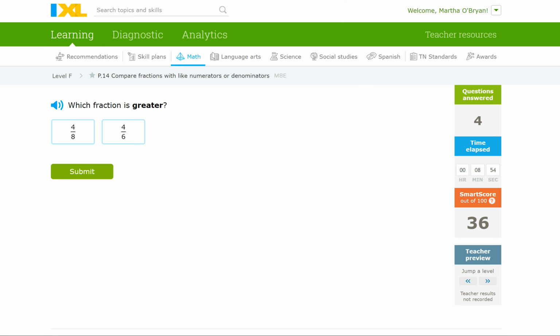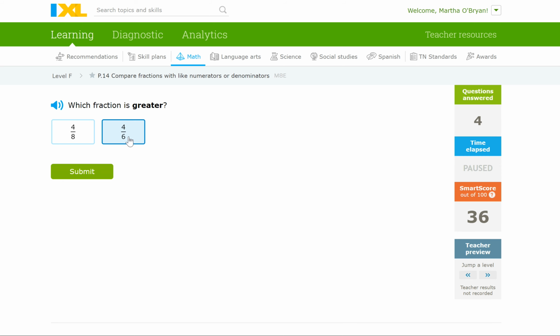So going back to this problem, which fraction is greater? It's actually 4/6 because the numerators are the same, and for the denominators, we want the smaller denominator because there are bigger pieces when there's less of them.